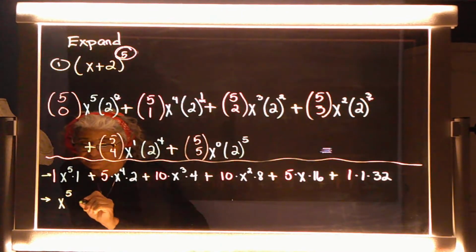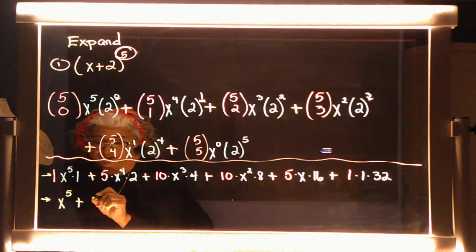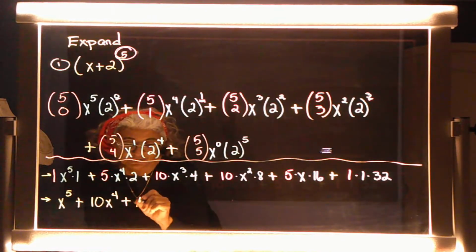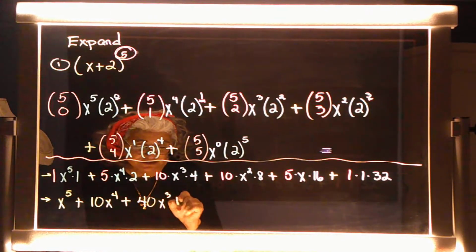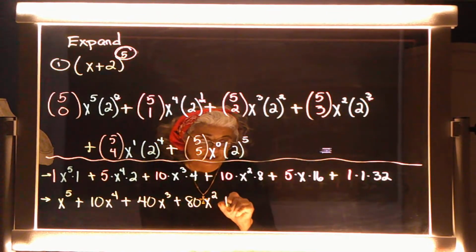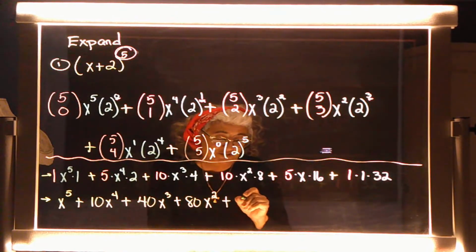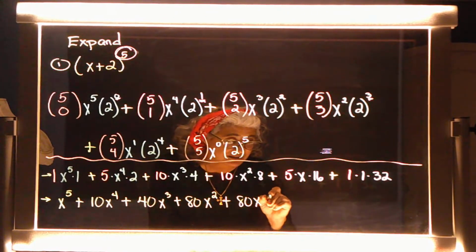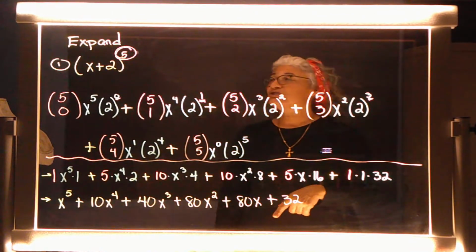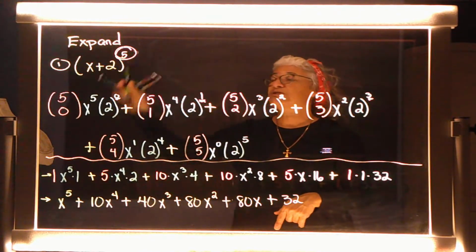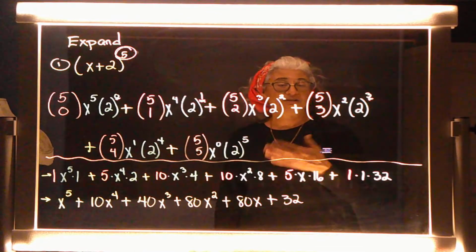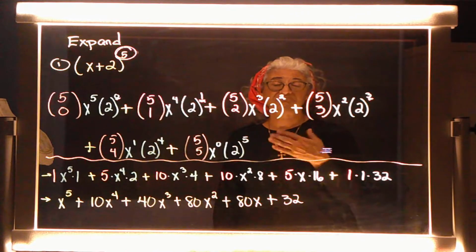x to the 5th plus, 5 times 2, 10x to the 4th plus, 10 times 4, 40x to the 3rd plus 80, because we had to do 10 times 8, x squared, plus, 5 times 16 is also 80, x plus 32. That's the expansion of the binomial x plus 2 to the power of 5. Good? This moves quicker when you get the hang of it, but for the time being, go slow.